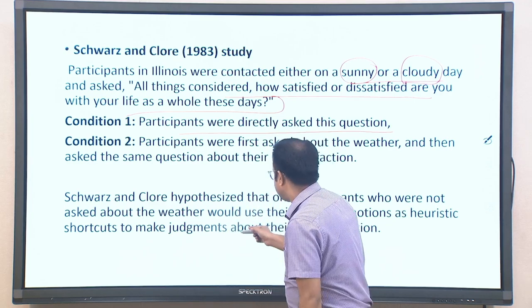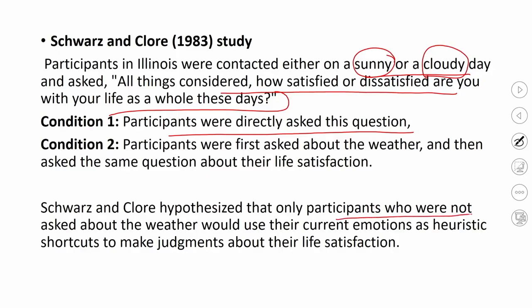So, Schwarz and Clore hypothesized that only participants who are not asked about the weather would use their current emotion for judging their life satisfaction. So, this is their hypothesis, that in condition 1, where participants were directly asked, taking together everything, how satisfied or dissatisfied are you with your life.